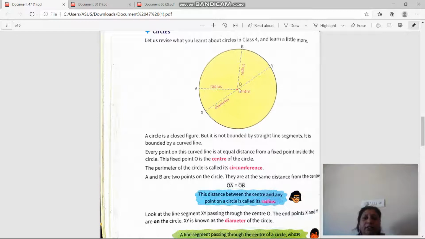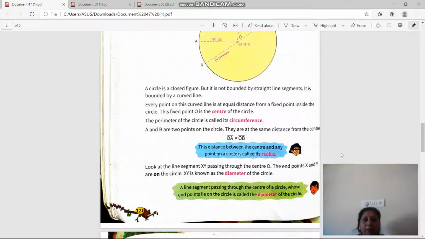So C is the center of the circle. Every point on this curved line is at an equal distance from a fixed point inside the circle, and this fixed point is called the center of the circle. The perimeter of a circle is called the circumference. The distance between the center of the circle and any point on the circle is called the radius. The line segment passing through the center, whose end points are on the circle, is called the diameter of the circle.